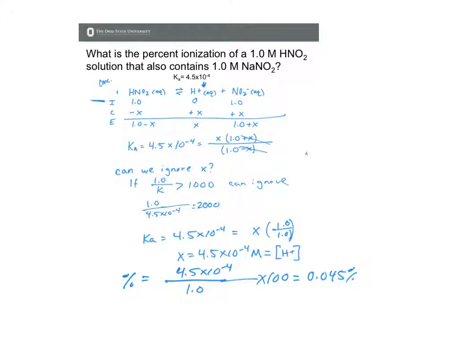Common ion effect is going to come back into play later on in chapter 17 when we talk about solubility. And you can kind of see why. It's going to just force our equilibrium to go the opposite direction. Other questions?